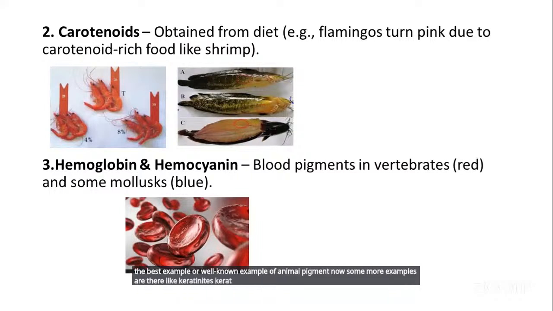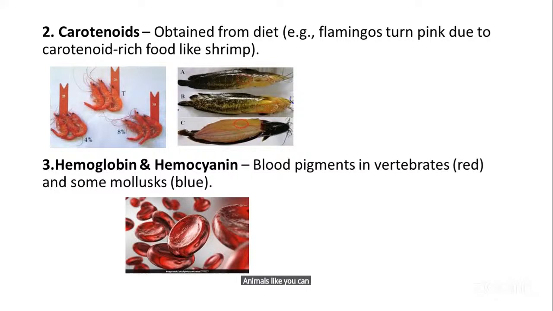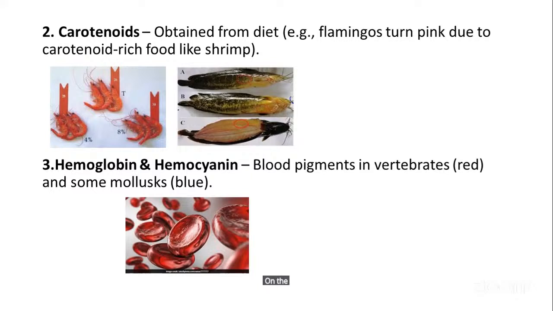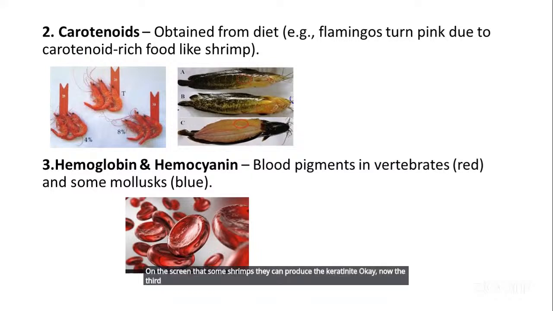Carotenoids are also produced by some animals, like sea fishes and shrimps. That is why you have observed that some flamingos turn pink due to overeating carotenoid-rich food. You can see on the screen that some shrimps can produce carotenoids. Now the third example is hemoglobin and hemocyanin.